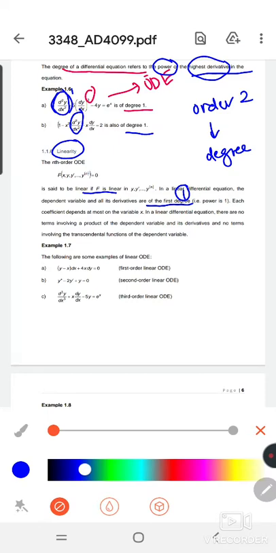Each coefficient depends at most on the variable x. In a linear differential equation, there are no terms involving a product of the dependent variable and its derivative, and no terms involving the transcendental functions of the dependent variable. Okay, let's discuss example 1.7 untuk awak fahamkan lagi apa beza linear dengan non-linear.